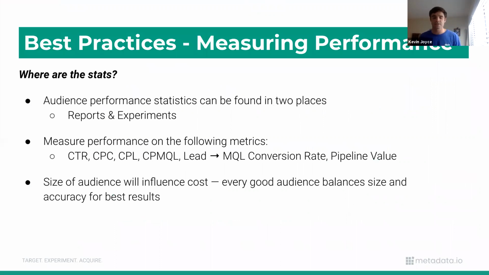So I look at the same stats for audiences as I would for campaigns. They tell you similar things, but there are different ways to interpret it. So we're looking at CTR, CPC, CPL, cost per MQL, lead to MQL conversion rate, and pipeline value. I think at the end of the day, pipeline value is probably the most important metric. If you have Salesforce connected, if you have a good MQL scoring system, then lead to MQL conversion rate is always important too. I would say that each one of these trumps the one preceding it, but everybody has different metrics, so it depends on you.